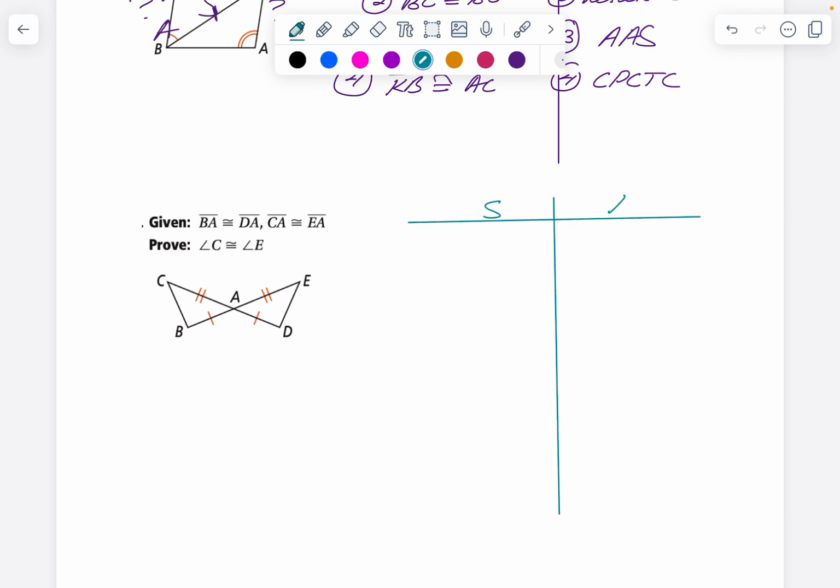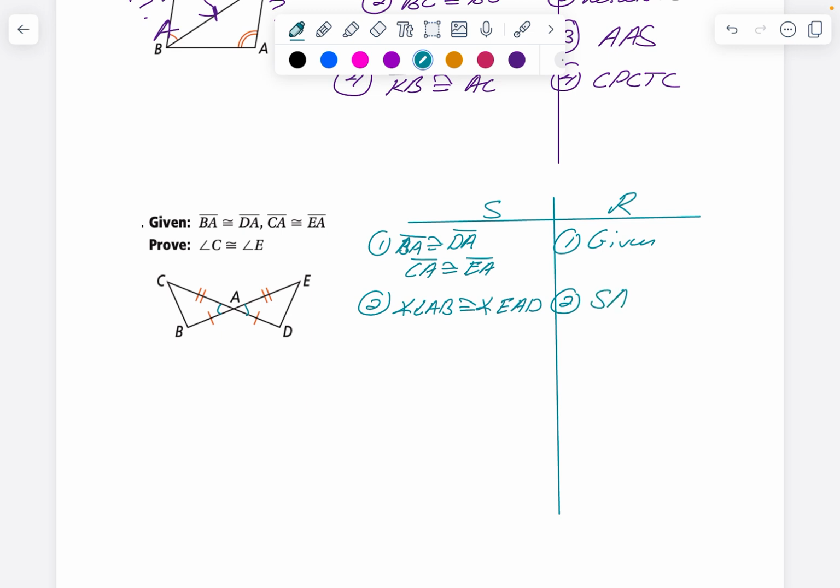We have our statements and our reasons. I'm going to write down all my givens. BA congruent to DA and CA congruent to EA, given. And they're all marked on my drawing. So remember, something else we can get from drawings are vertical angles. So when we say those angles, remember, we can't just say angle A, but we're going to say angle CAB congruent to angle EAD.